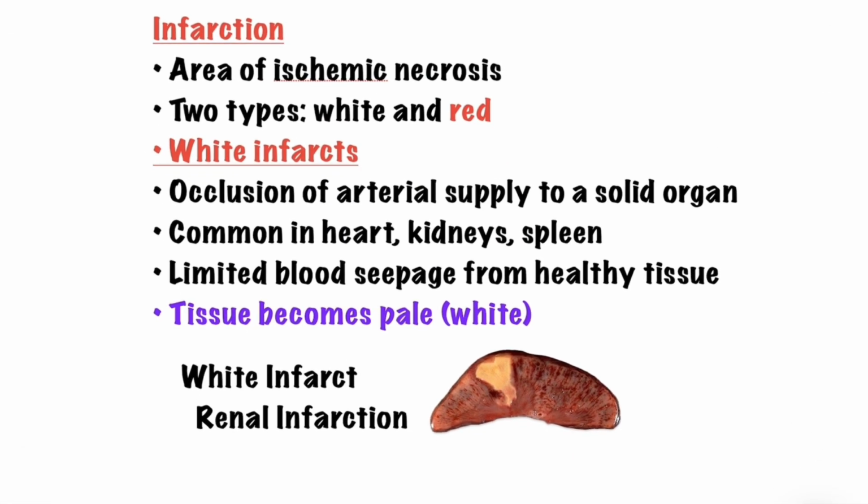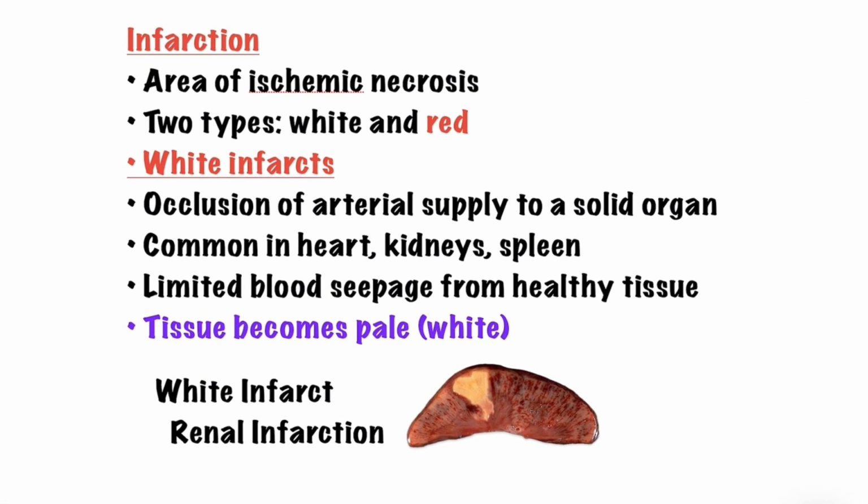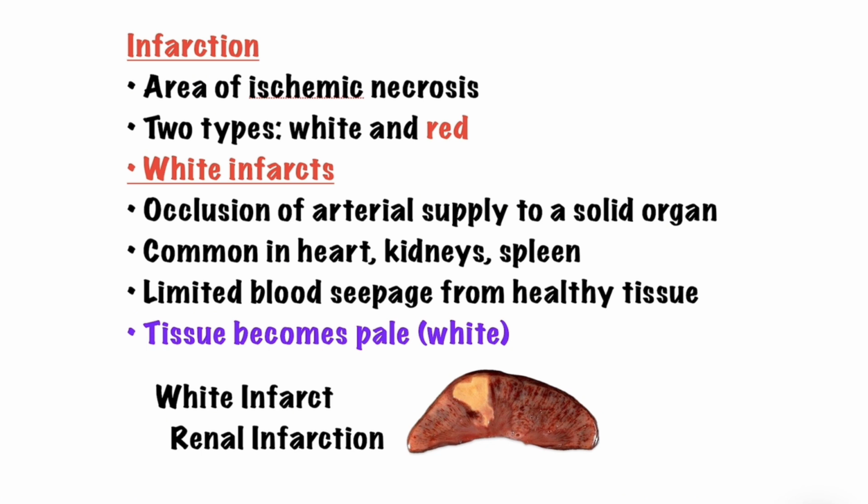In atherosclerosis, infarction may occur as a complication. Infarction means an area of ischemic necrosis. There are two types of infarction: one is white and the other is red. First of all, we will talk about the white infarct. White infarction means occlusion of the arterial supply. It occurs in the arterial supply, not the venous.